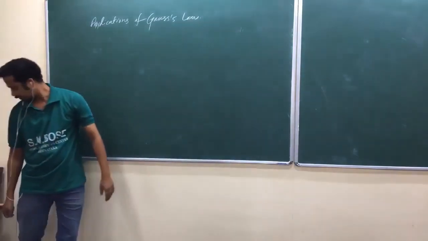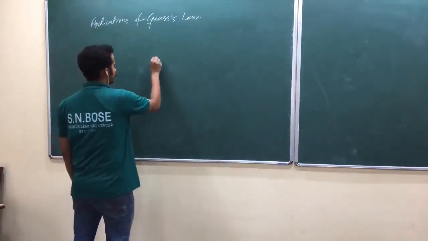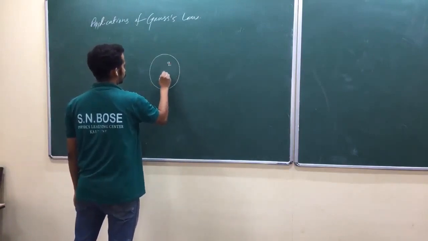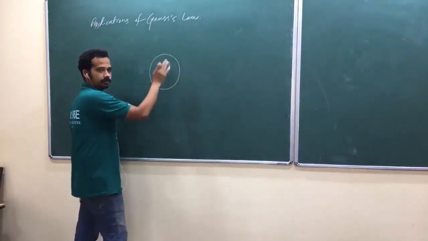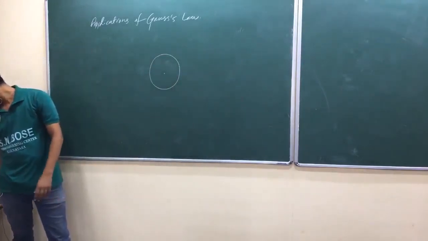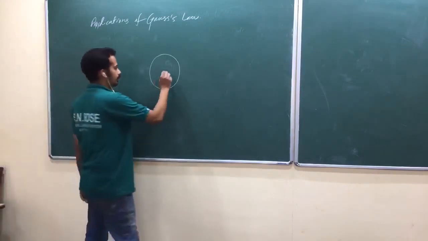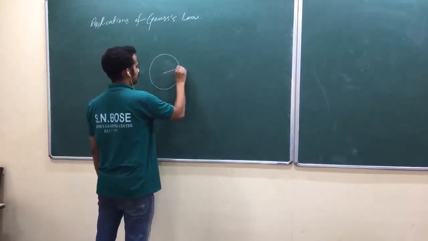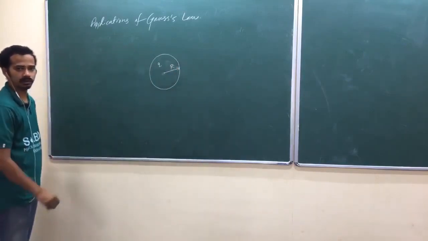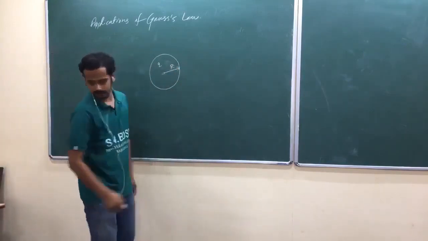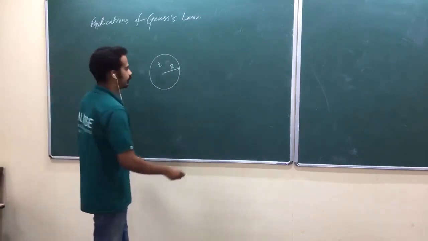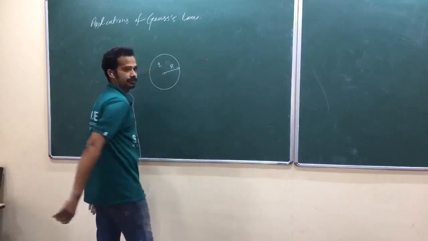A uniformly charged solid sphere of total charge Q. Uniformly charged. Total charge Q, uniformly spread throughout the volume, of radius capital R. So total charge Q is uniformly spread throughout it. Okay. So find the electric field outside the sphere.